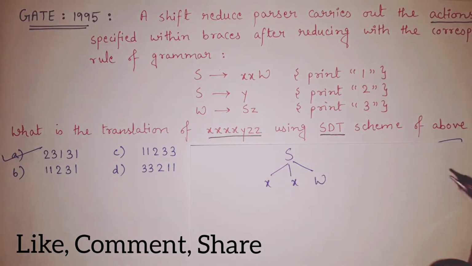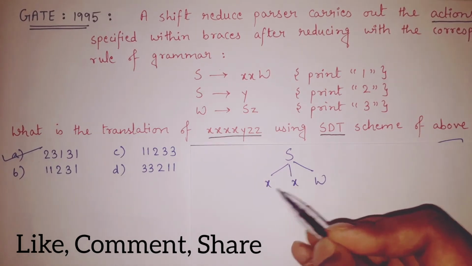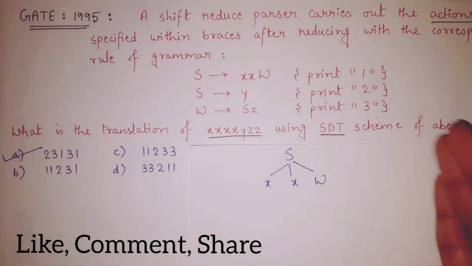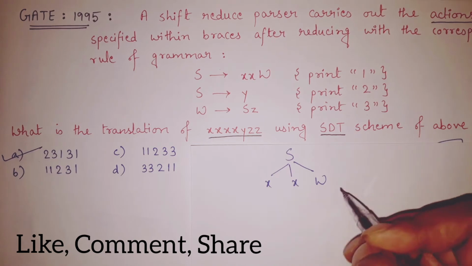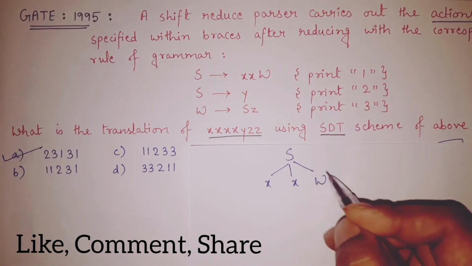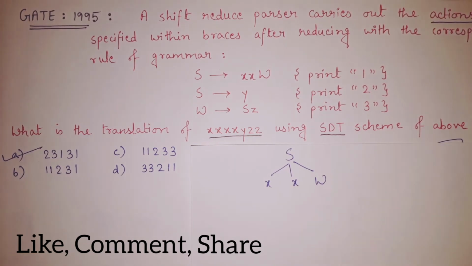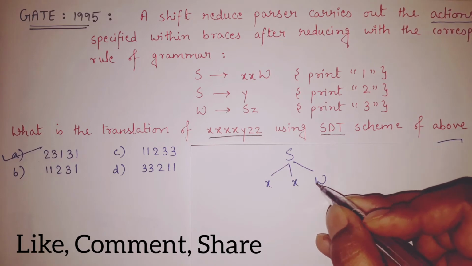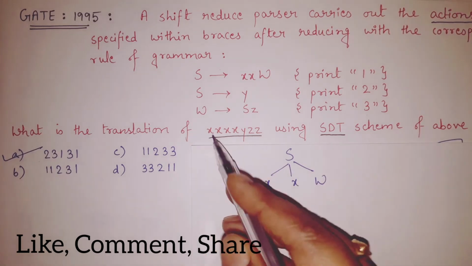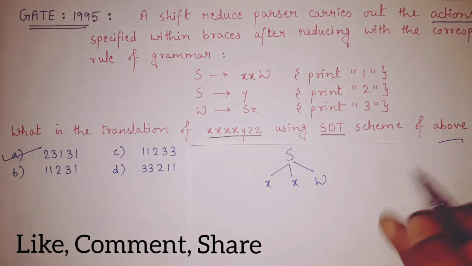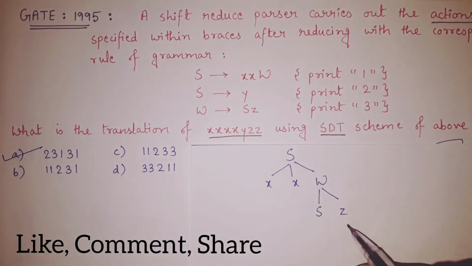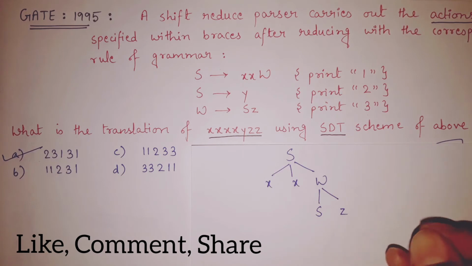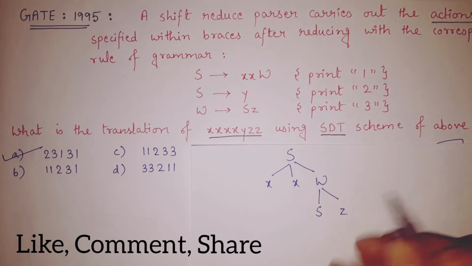Now you must be knowing that in a parse tree, whenever we have terminals in the leaf, there is no problem, because in a leaf there should always be a terminal. But wherever there is a non-terminal like this W, we have to expand it further. Now let's expand this W further. W gives SZ. Now small z is a terminal, no problem. Terminal means small letters. So Z is terminal, no problem.